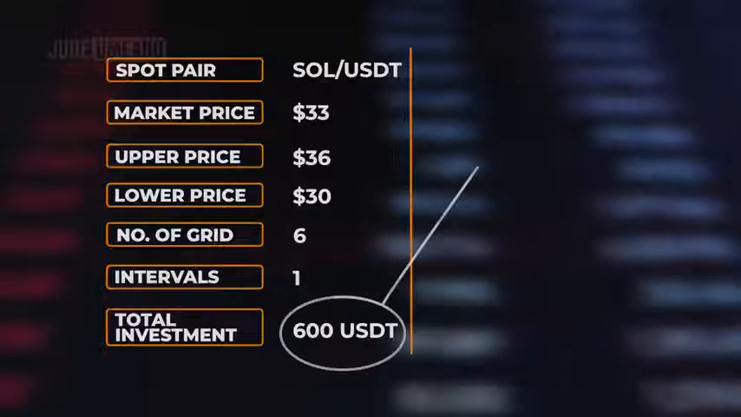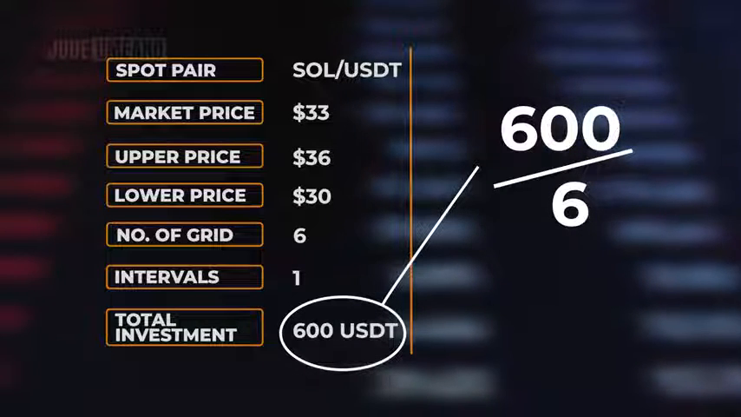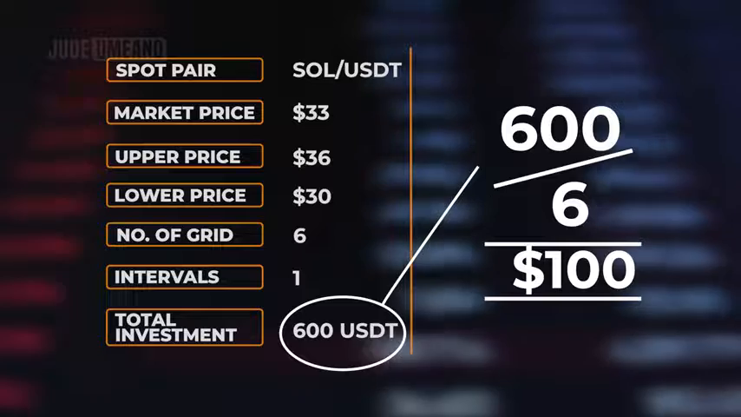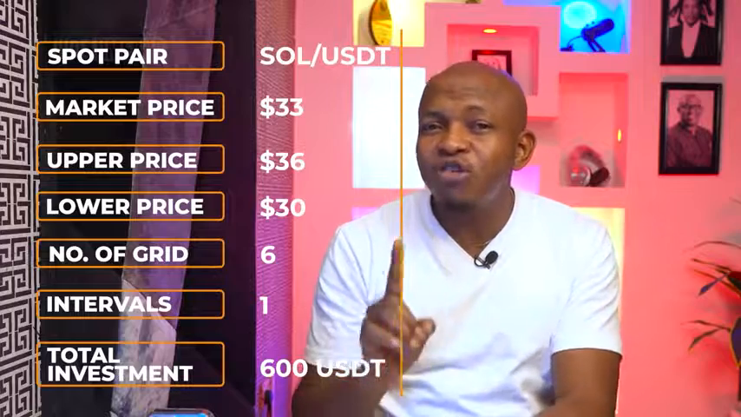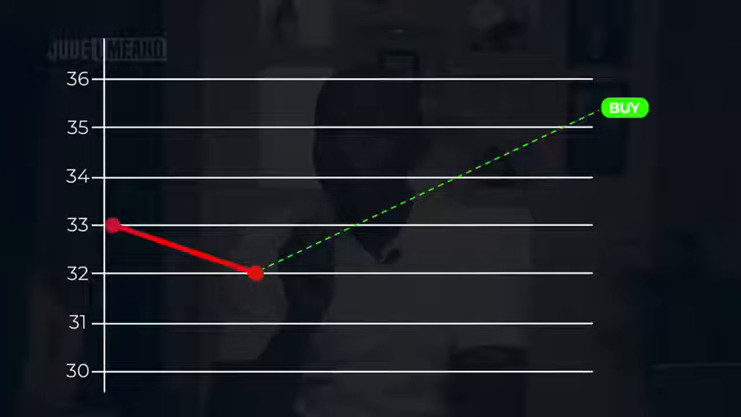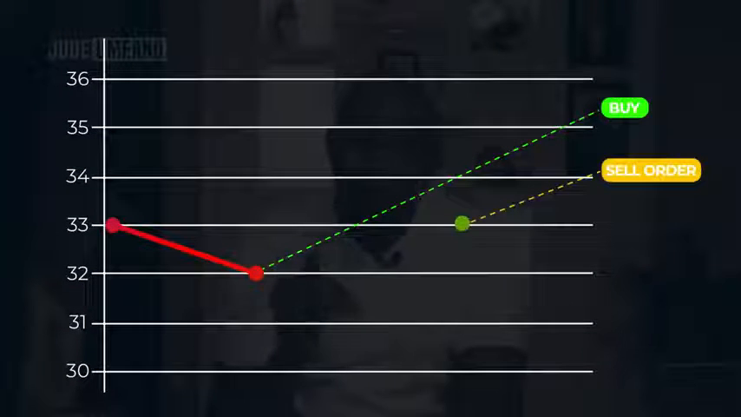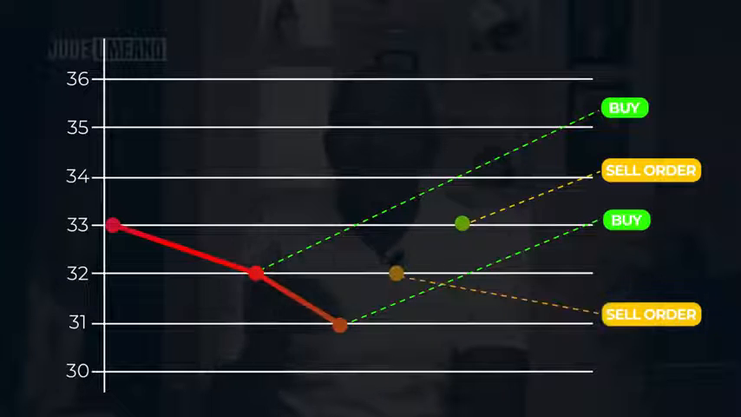What happens is that my total investment will be divided by 6, which is the number of grids, right? And that is $100. This will be used to place each of my trades. Now, if I activate the bot using these parameters and the market drops to $32, this is an interval of 1. SOL will be bought at $32 and a sell order will automatically be placed at $33. If it falls further to $31, another SOL will be bought here and a sell order will be placed at $32.